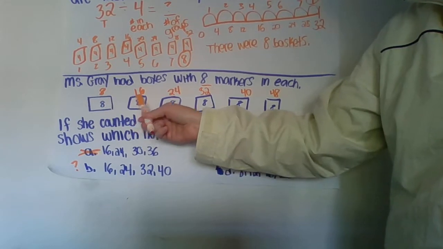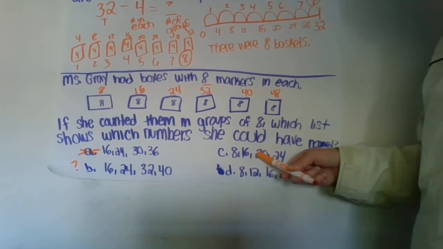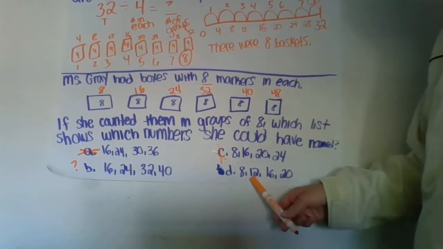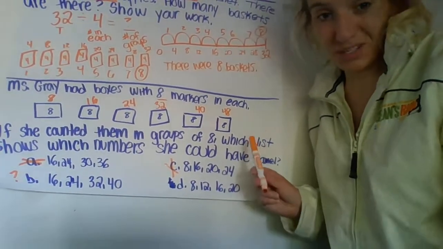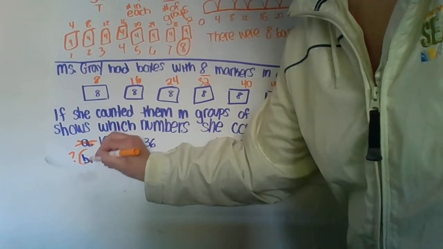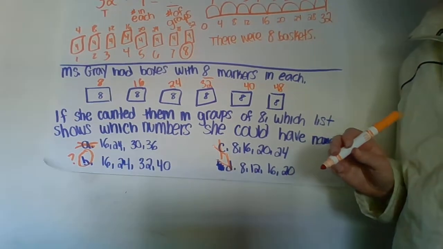8, 16, 20, 24. That can't be right because 16 plus 4 is 20, not 16 plus 8. This one says 8, 12, 16, 20. And I know that's wrong because that's counting by 4 starting at 8. That can't be right. So B is correct because these numbers are going up by 8.